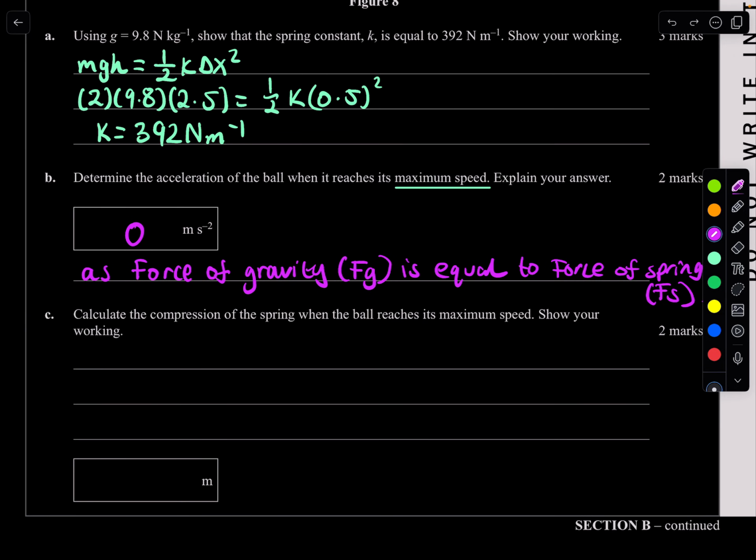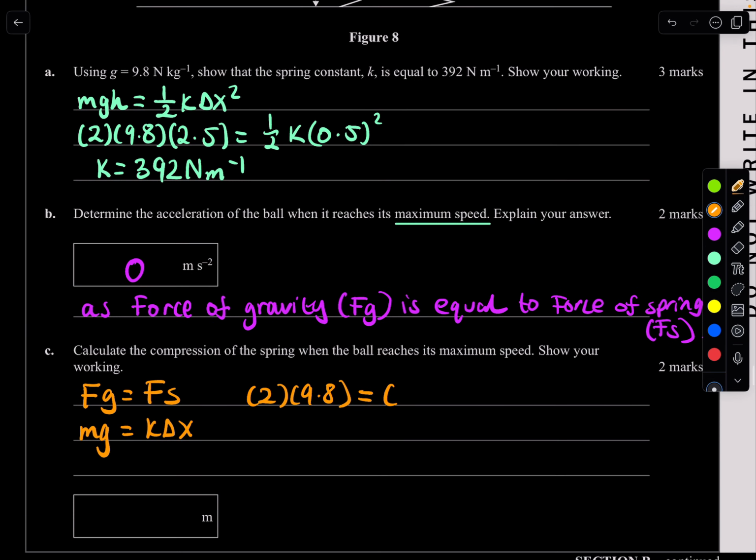Calculate the compression of the spring when the ball reaches its maximum speed. Show your working out. Beautiful. We know at its maximum speed that the force of gravity is equal to the force of spring. Force of gravity is just mg, and your force of spring is just k times change in x. We want to find change in x, which is the compression of the spring. The mass was 2, g was 9.8, and k was 392. So let's calculate that.